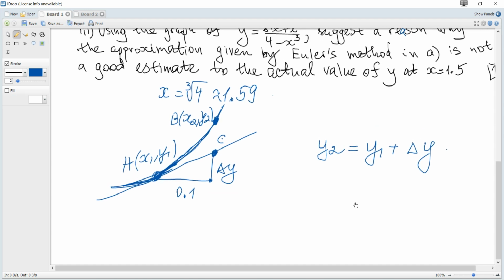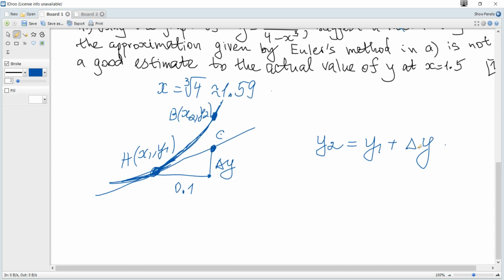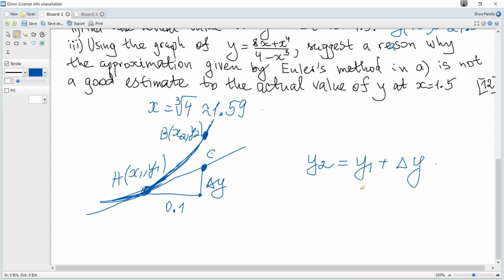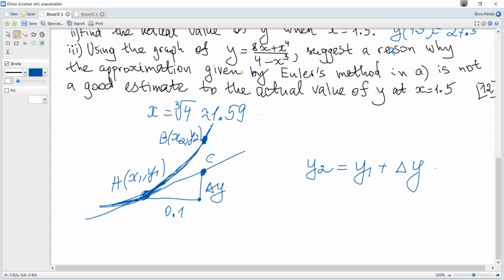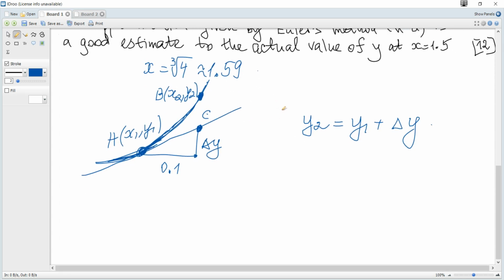Hence, actually delta y is our 0.1 multiplied by dy/dx, which is the gradient of the tangent or gradient of the curve at point x1, y1. So the answer is the next. We can say why the approximation is poor: it's because there is a vertical asymptote at x equals the cube root of 4. It's actually enough.